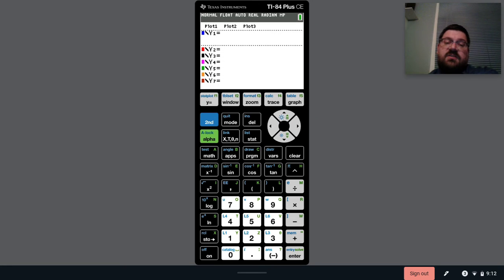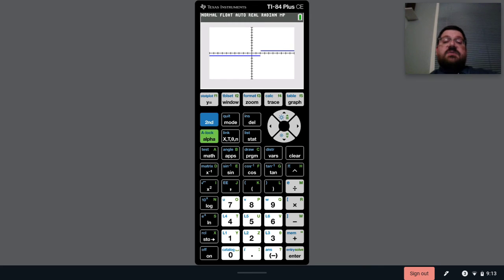Now, where's the absolute value? If you forgot, it's under the math button. And you can go over to the number menu. And the first one is ABS. That's your absolute value. The modern calculators will have the bars for the absolute value. The old school calculators will just have the word ABS and a parenthesis for you. So if we graph this, we can see what it looks like.